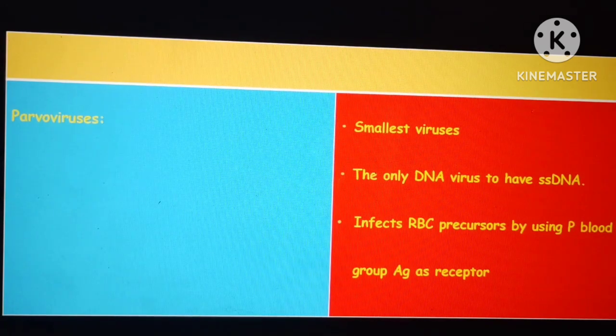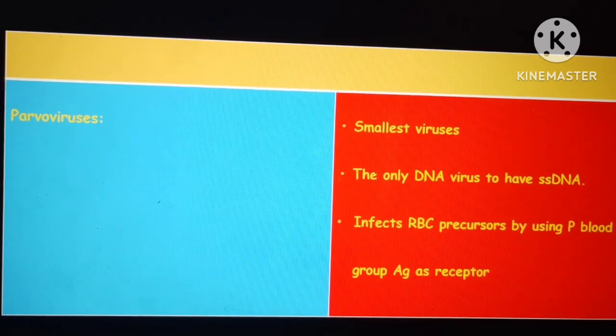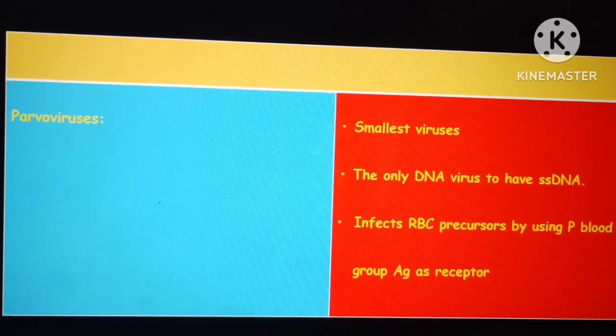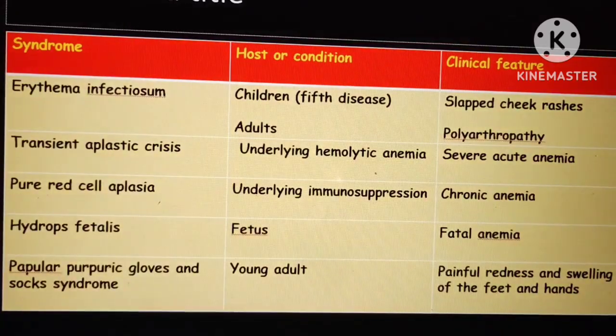Okay. So coming to parvovirus, it is the smallest virus and the only DNA virus which has single stranded DNA, and it infects through the P blood group antigen. Because of that it is used as a receptor, which is present on the RBC. So this is an important tabular column you want to remember here.